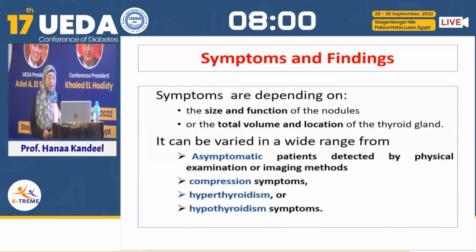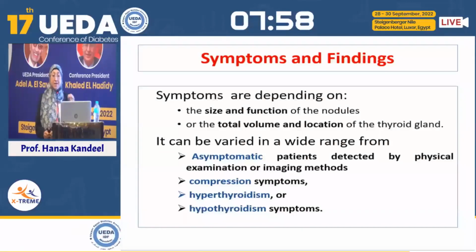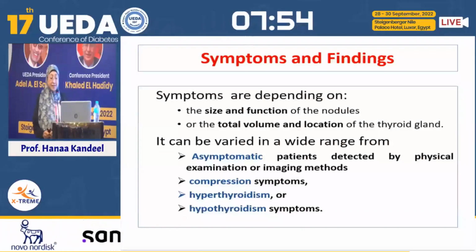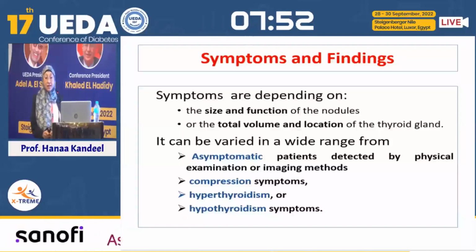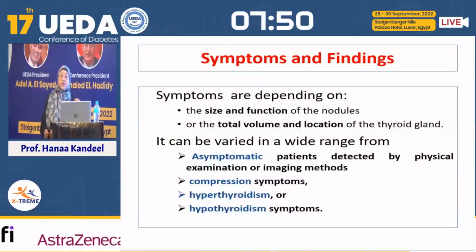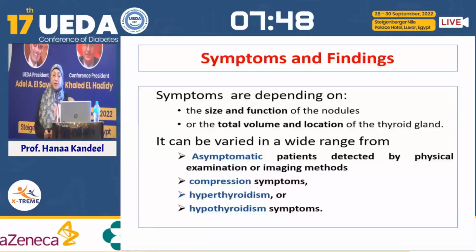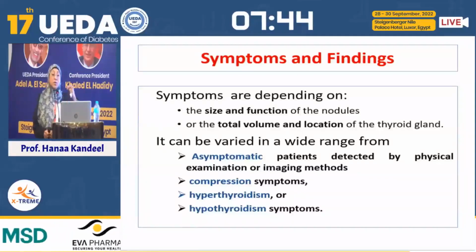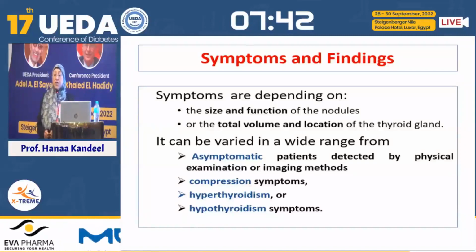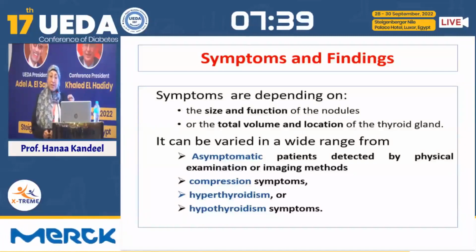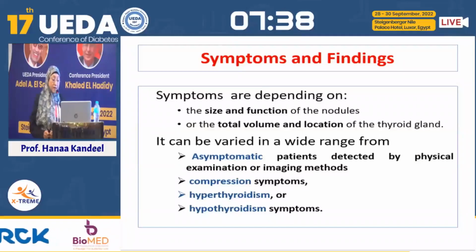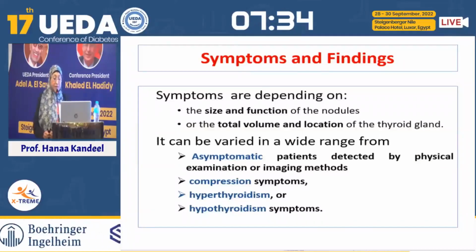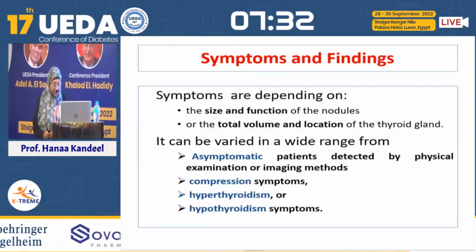Also, the patient may be accidentally discovered in our clinic with an asymptomatic case, and it's a lot of cases. For this reason, you must examine the thyroid gland of every patient coming to your clinic, even for control of diabetes or any problem. It's better to check the thyroid gland of the patient. Also ask the patient and check for compression, hyperthyroidism, and hypothyroidism.